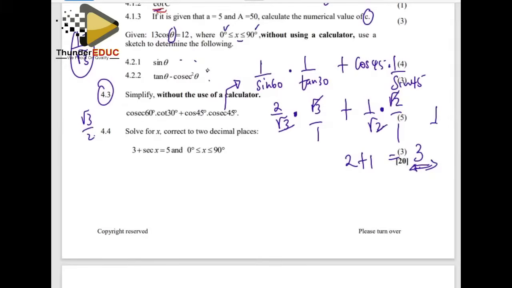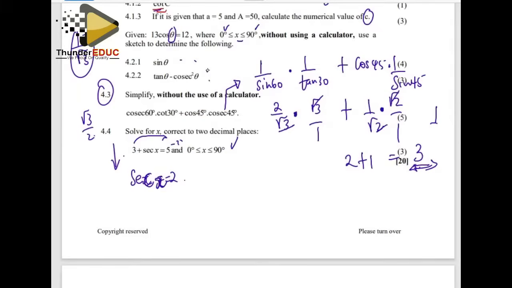All right, so that is how we would have obtained that. And then 4.4, they want us to solve this trig equation. Answers are between 0 and 90. So step number 1, we need to move this 3 since there's a plus sign between the 3 and the sec. So sec x is equivalent to 2 because 5 minus 3 gives us a 2. My apologies, we said sec x, not the other way around. Okay, so sec x is that.